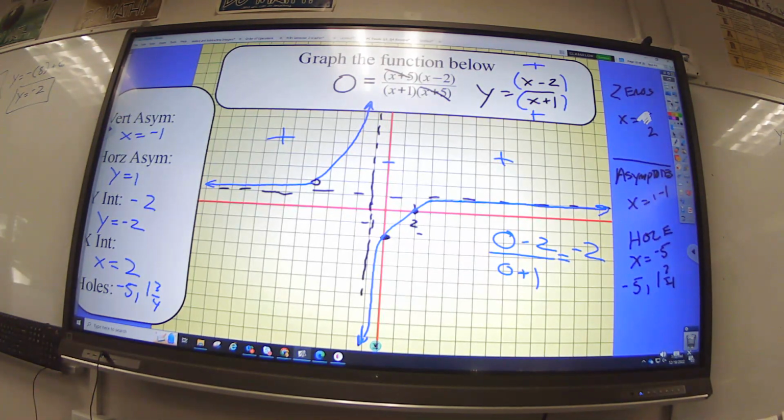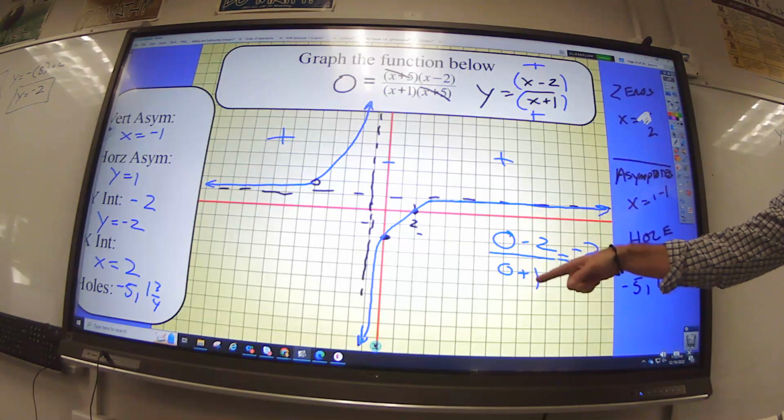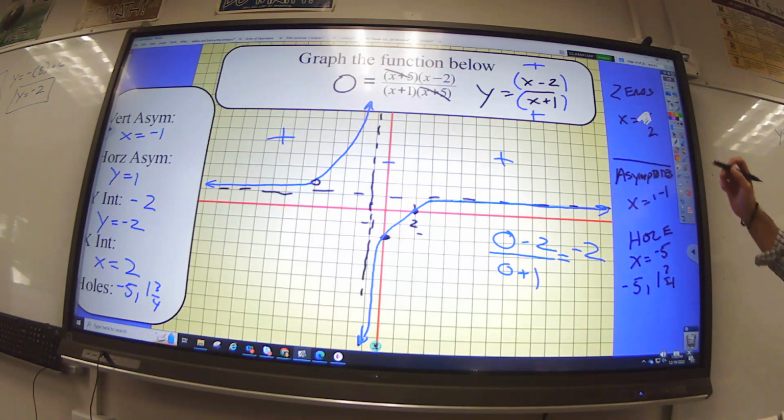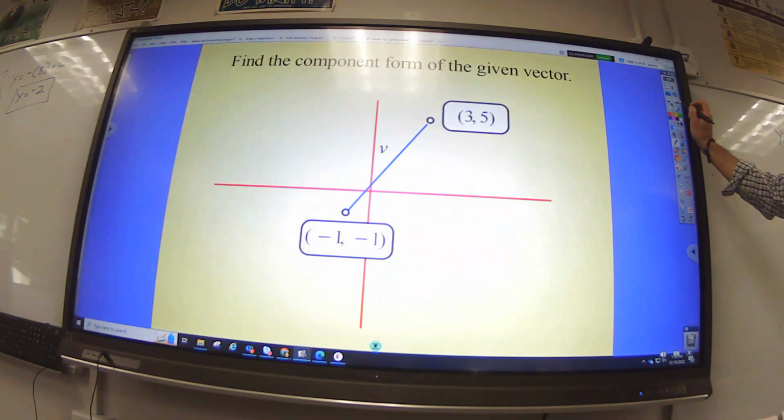So the y-intercept, make sure you plug in 0 for x. That's all you got to do for that. Plug in 0 for x to solve for the y-intercept. That's algebra. That's Math 1 stuff. It's a Math 1 skill. Do you guys remember Math 1?